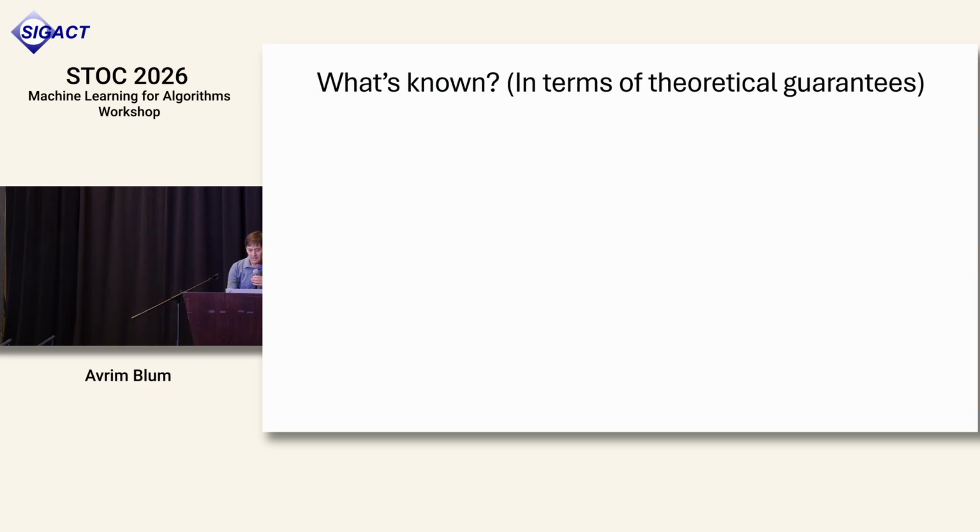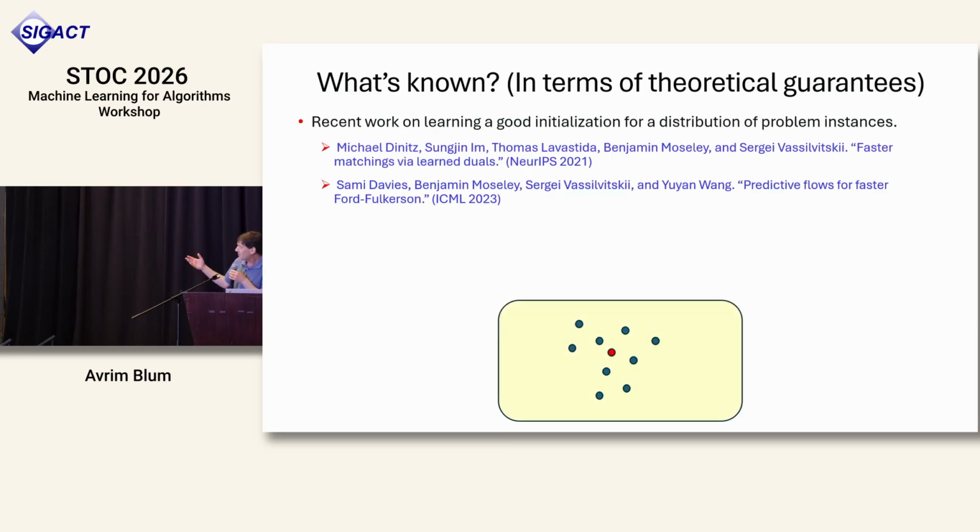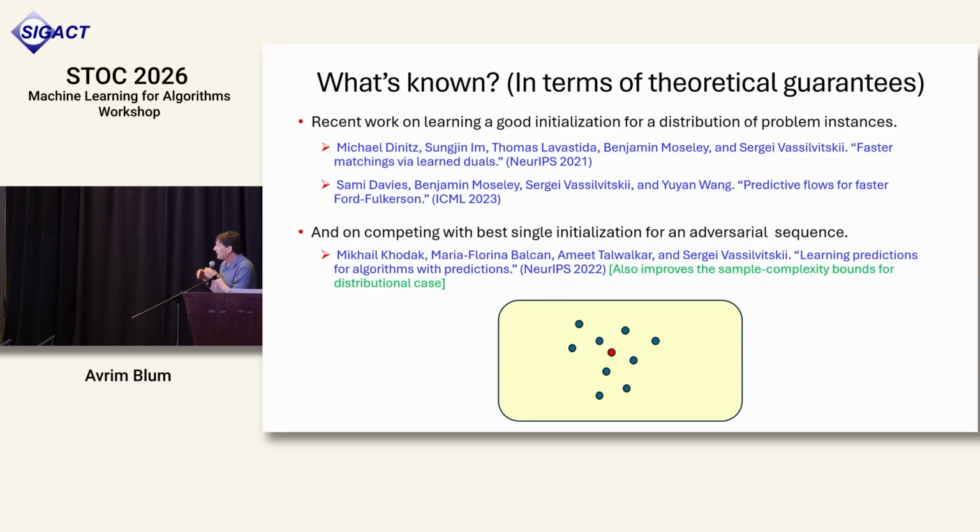So what's known? In terms of theoretical guarantees, there's been some recent work on learning good initialization for a distribution of problem instances. There's work on doing this in the context of matchings and in the context of network flow. And then also in the online case, competing with the best single initialization for an adversarial sequence. In the second case, we're not assuming our instances are drawn from some distribution, it's just some sequence. We have to solve problem instance 1, then instance 2, then instance 3. Who knows where they're coming from, but we'd like to perform nearly as well as the best single initialization that could be used for all of them.